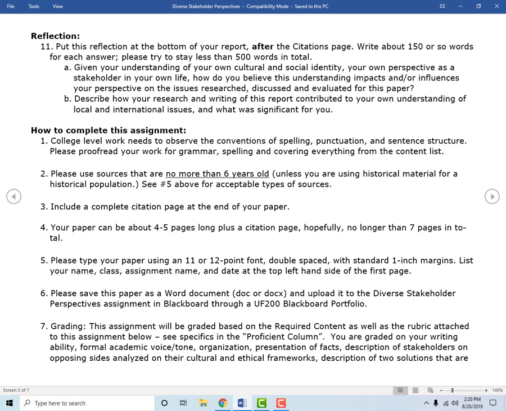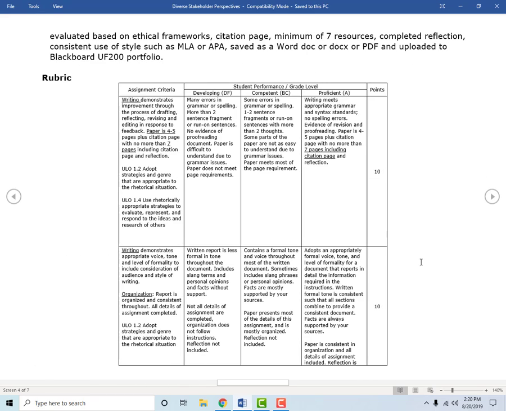You are graded on your writing ability, formal academic voice and tone, organization, presentation of facts, description of stakeholders on the opposing sides, analyzed on their cultural and ethical frameworks, description of 2 solutions that are evaluated based on ethical frameworks, citation page, minimum of 7 resources, completed reflection, consistent use of style such as MLA or APA, saved as a Word doc or docx or PDF and uploaded to the Blackboard UF200 portfolio.